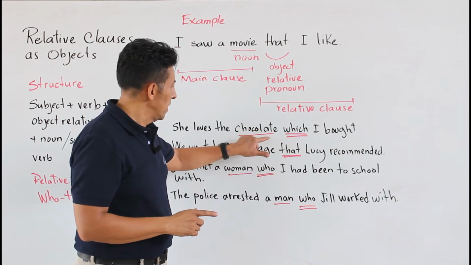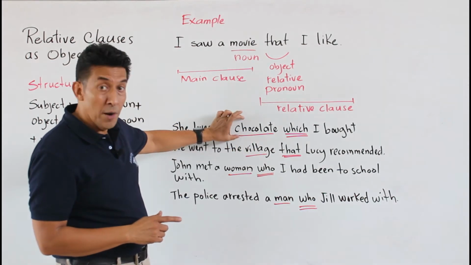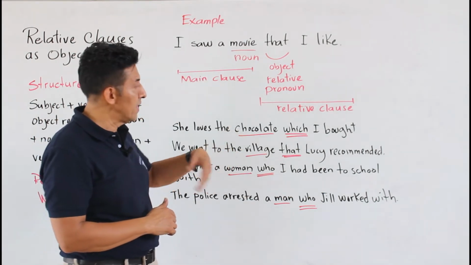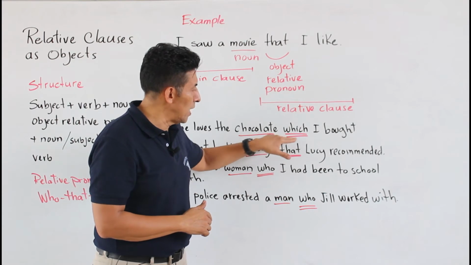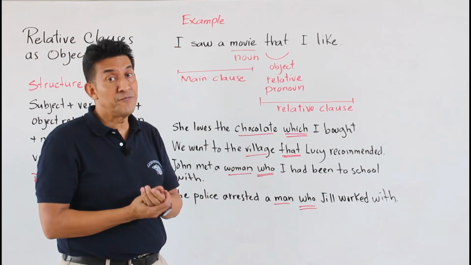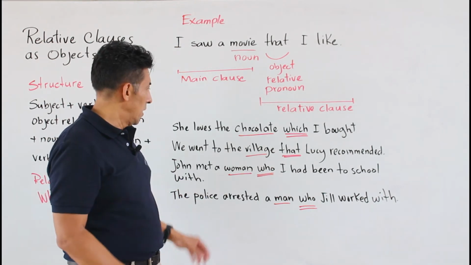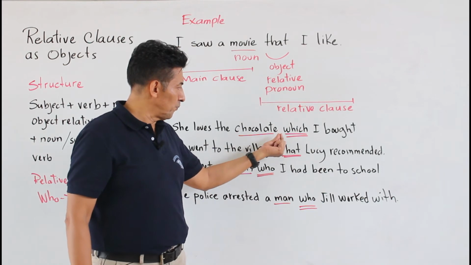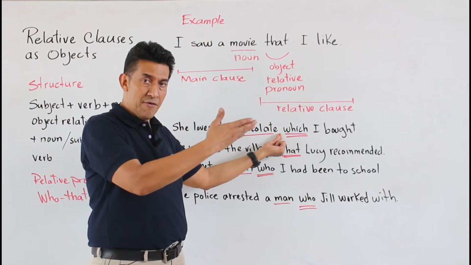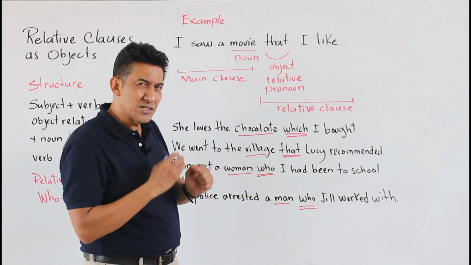We underline the object or the person in the sentences, and we have two lines for the object relative pronouns. Let's read the first one. Oh, she loves the chocolate which I bought. If you put a period in this sentence, you cut it in half. It says, oh, she loves the chocolate. But it seems like something is missing.